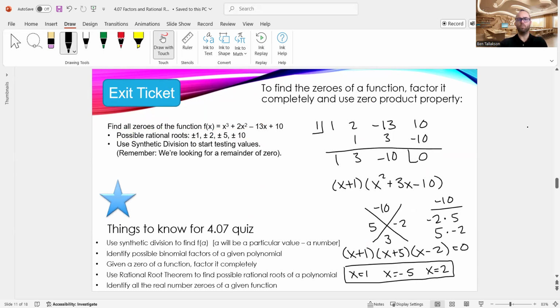You should have got 1, -5, and 2. We've done this many times, so I'm not going to walk through it again, but check your work. See how you did, make corrections. And that's going to do it for 4.07.